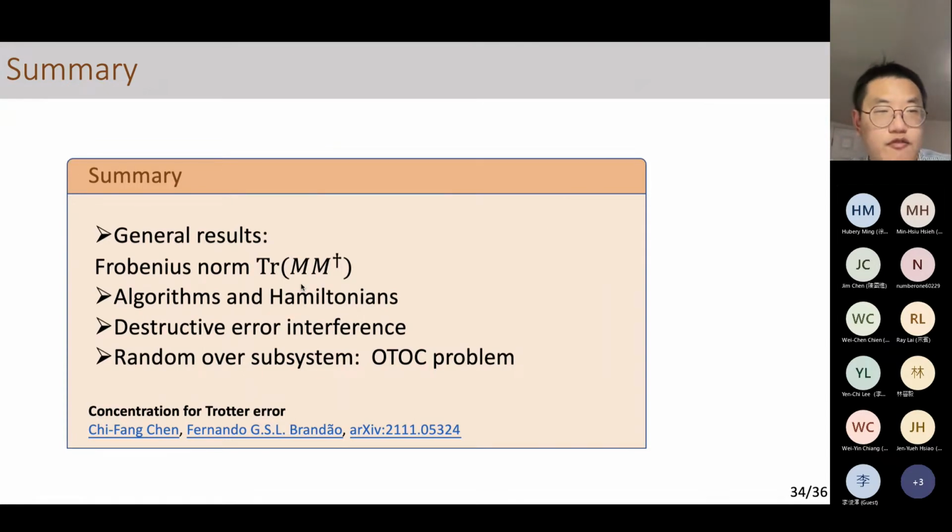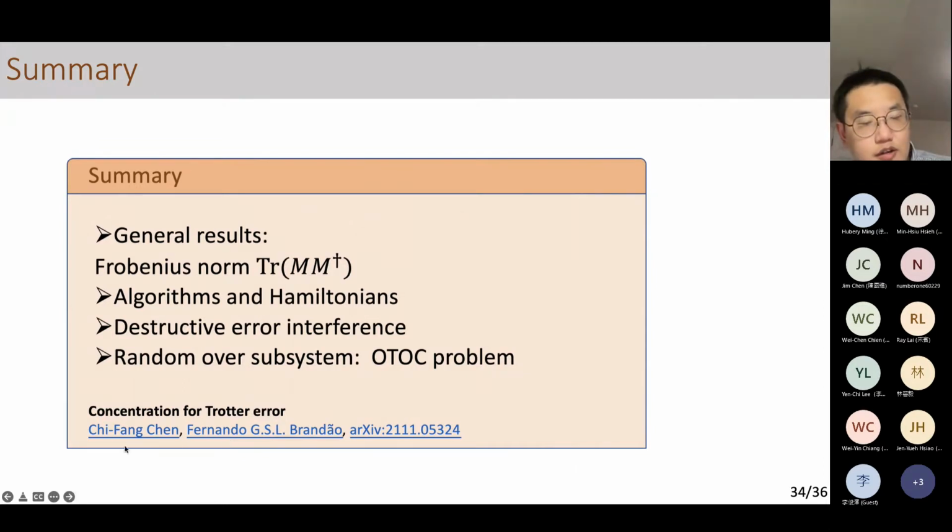And we show that for the first order product formula method, we show the destructive error interference. Then we could tighten the results. At last, we also show our result can apply to the random over subsystem case. It can be used to tighten the error in the OTOC problem.